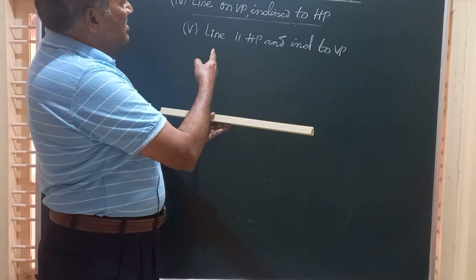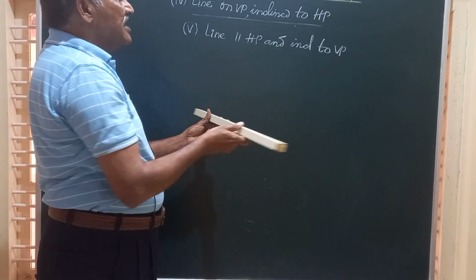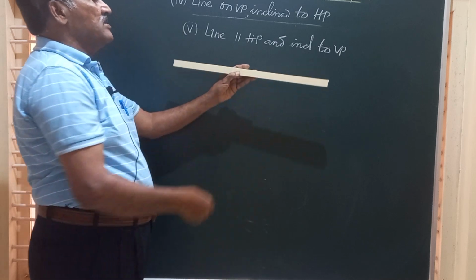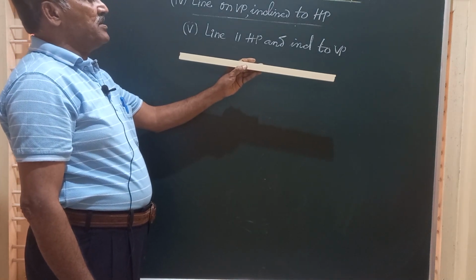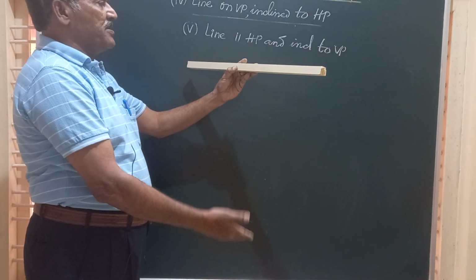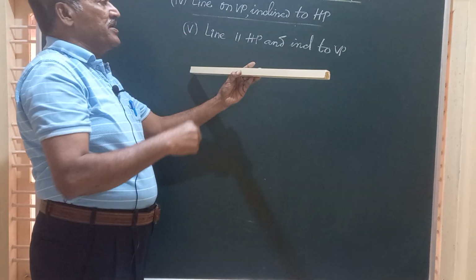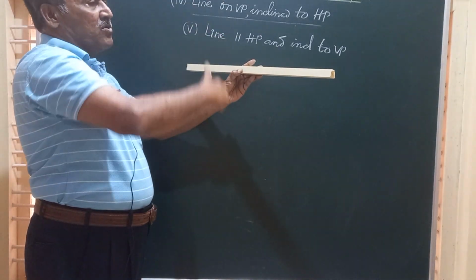It is a line parallel to HP and inclined to VP. Look here, friends. This line is parallel to both HP and VP, and if you rotate like this, it is parallel to HP and it is inclined to VP. The inclination of the line can be seen in the top view.